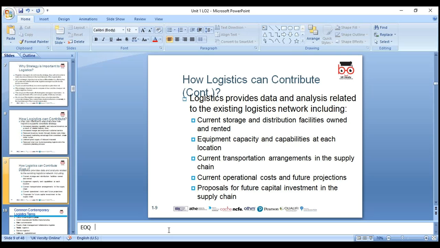So, current transportation arrangement, current operational cost. Operational cost is quite important. You need to think about, if you don't have a supply, what will happen? Your staff, your machineries, your rental cost. Still, you need to look around the fixed and variable cost. You need to look around short.